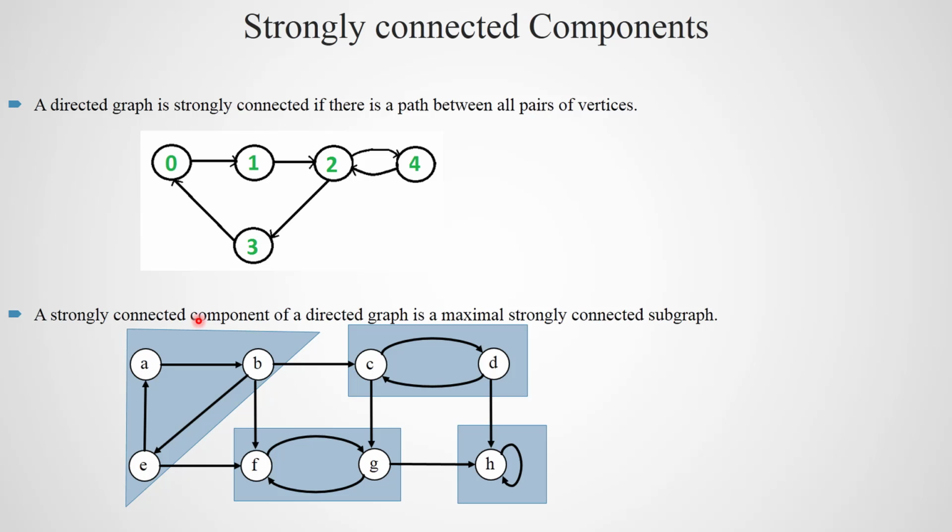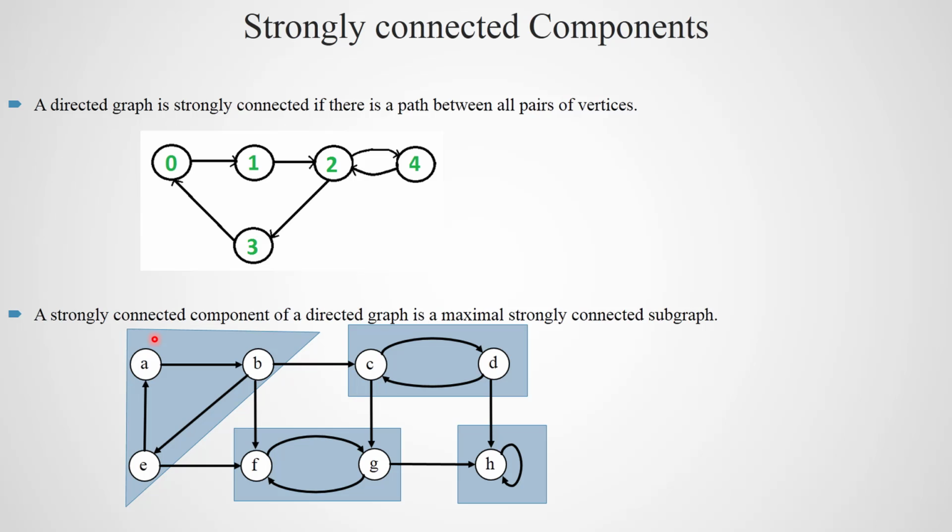A strongly connected component of a directed graph is a maximally strongly connected subgraph. I will try to explain this definition with the help of an example. Let's consider this graph. Here, if you notice, this graph is not strongly connected because there is no path from F to A, or from H to C.